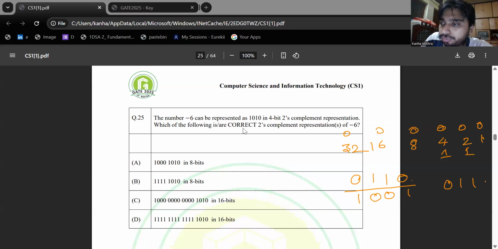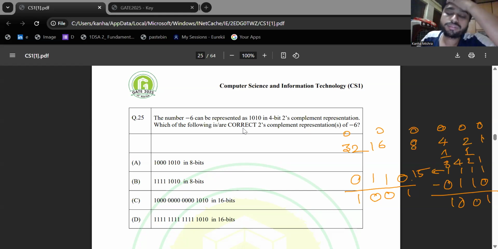Or you can simply do this: take 0110 and subtract it from the all-ones number, add or subtract, whatever you call it. 1 minus 0 will be 1, 1 minus 1 will be 0, 1 minus 1 will be 0, 1 minus 1 will be 0. If this is the number where all bits are set, it is actually 1 plus 2 is 3, 3 plus 4 is 7, 7 plus 8 is 15. So this is 15. Now I get the inverted number, which is 1001.